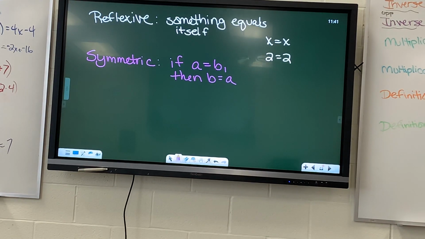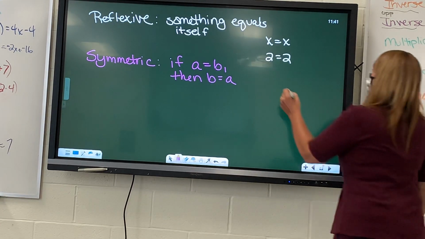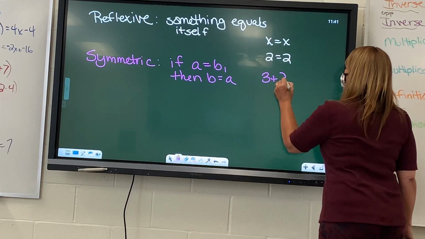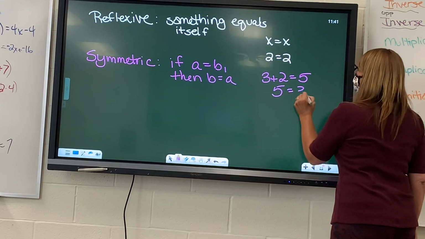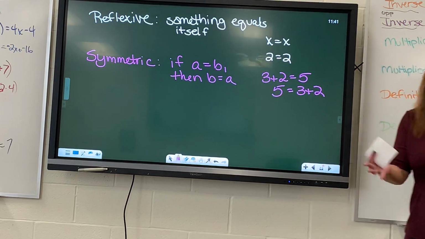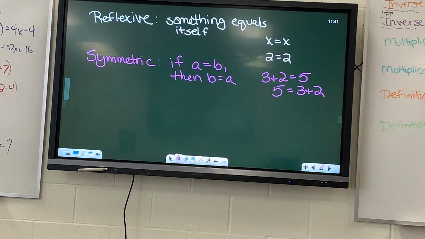It kind of looks like a commutative property, but you notice there's no operations going on there. It's just saying that an equal sign is kind of able to be flipped, right? 3 plus 2 equals 5, then 5 equals 3 plus 2. You notice I didn't change the order of things, I just flipped the two sides of the equal sign.